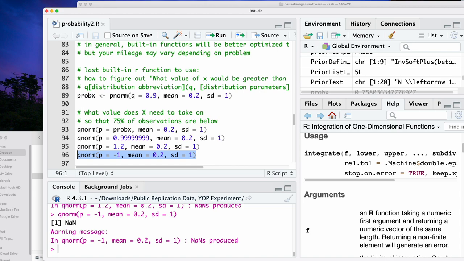Explain that. Are there follow-ups to that? What are your thoughts? Can you also explain the pnorm in the way that you just explained? This one up here, pnorm?